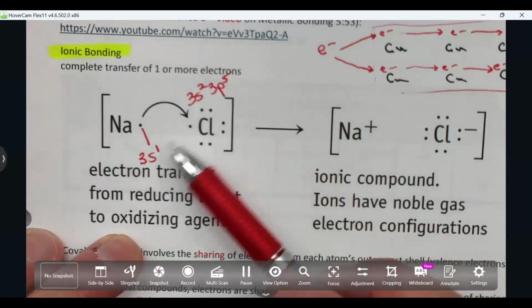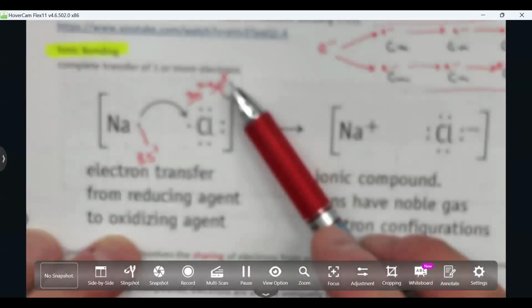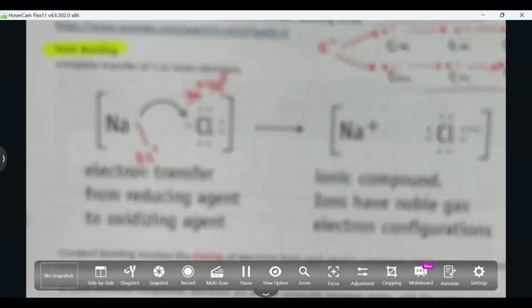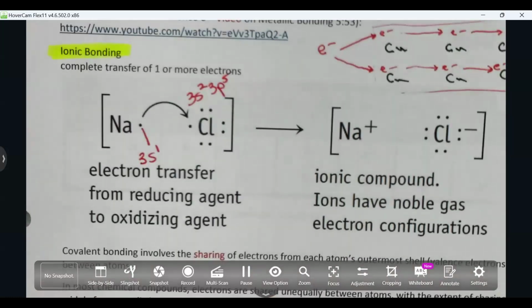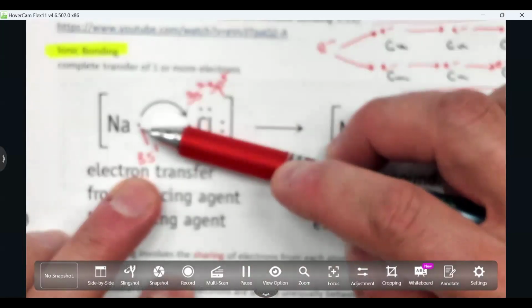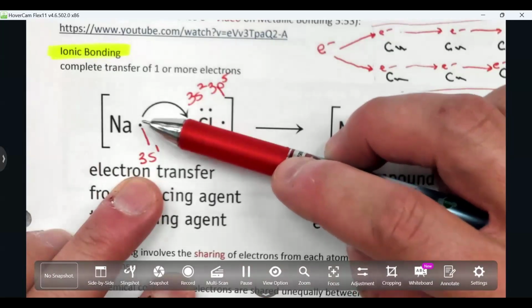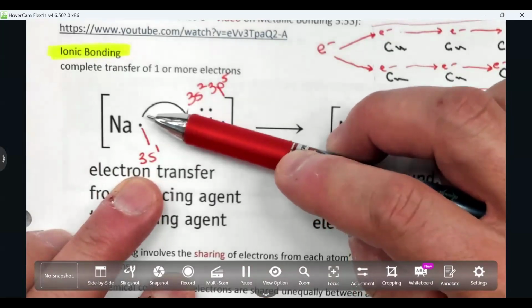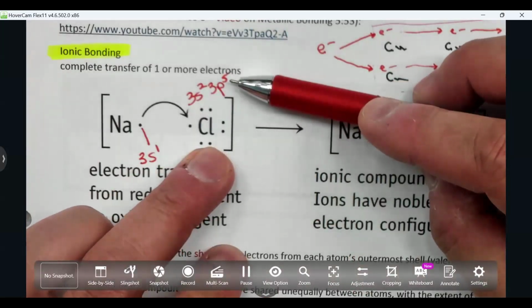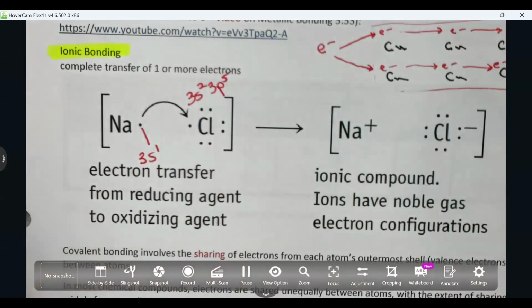If chlorine gains 1, this becomes a 6, and I get 8 valence electrons. That's what they want, correct? If sodium gets rid of this one, it has the same number of electrons as the noble gas neon, correct? Chlorine gains 1, 3p6, the same as the noble gas argon. Both of them are happy.